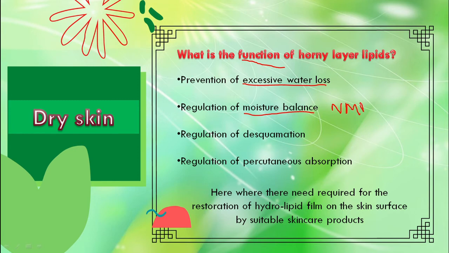Another one, regulation of desquamation, which regulates the shedding of the outermost layer, that is epidermis. And the last one, regulation of percutaneous absorption. And it's important to understand percutaneous absorption, my dear friends. Percutaneous absorption means transport of chemicals from the outer surface of the skin both into the skin and into the circulation. This function is performed by the horny layer.